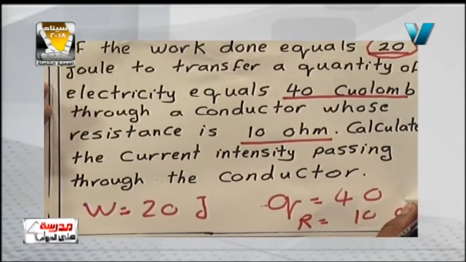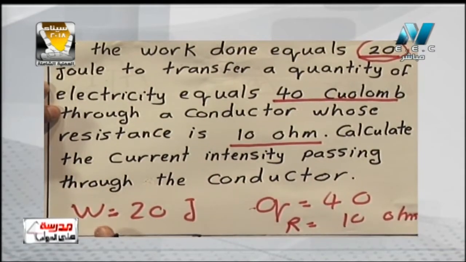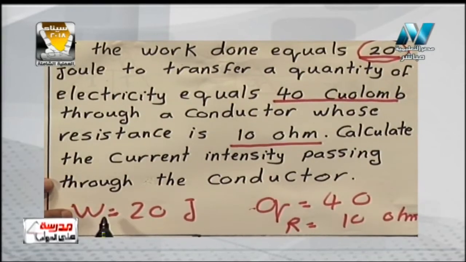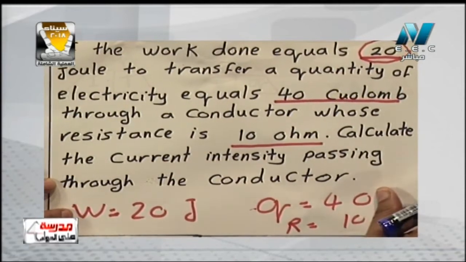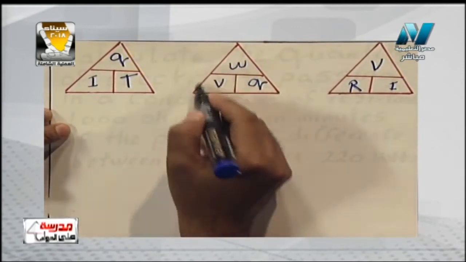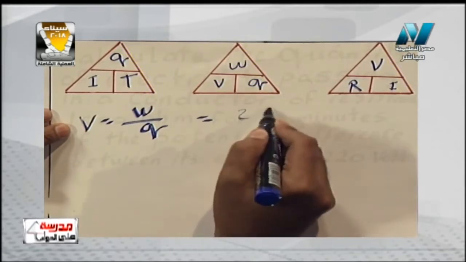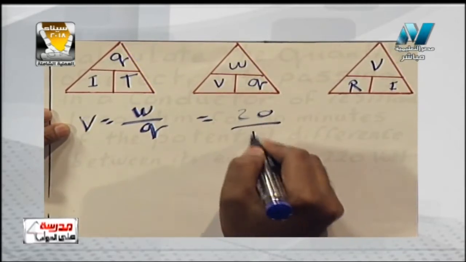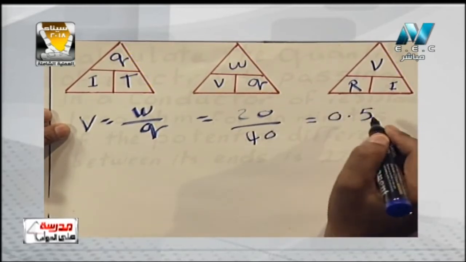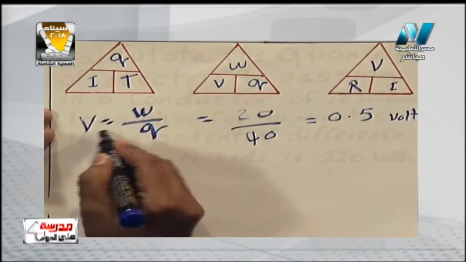If we return to the question, we have three givens. In this type of problems, first I have to find a relation between any two of them. Is there a relation between W and Q, or Q and R, or R and W? We will notice that there is a relation between W and Q. So first I have to get V. V equals W over Q, which equals 20 over 40, so it will be 0.5 volt.